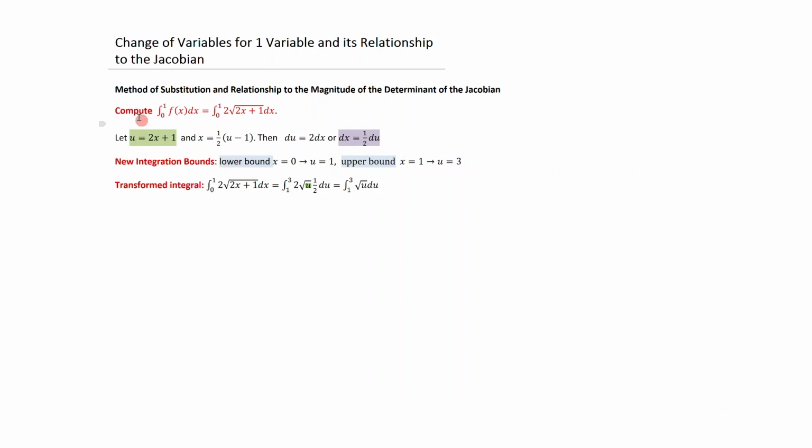Now, if we're doing a transformation of variables or substitution of variables, there'll be new integration bounds. So for instance, x, which was equal to 0, becomes u equals 1. You do that by just substituting x equals 0 into the expression here. The upper bound will be x equals 1. If you put that in here, then you get u equals 3. And so therefore, the transformed integral will take on this form. This is the original integral, and this is the transformed integral. So this u basically is from this expression here.